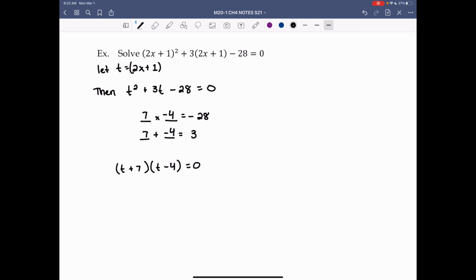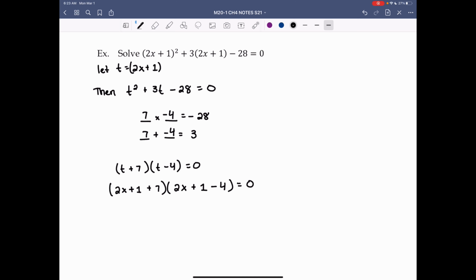At this point, remember, we're actually trying to figure out what x equals. And now we have t. So now we want to go back to having x. Remember that t equals 2x plus 1. So down here, where I have a t, I'm going to replace that with 2x plus 1. Then I get 2x plus 1 plus 7 times 2x plus 1 minus 4 equals 0.